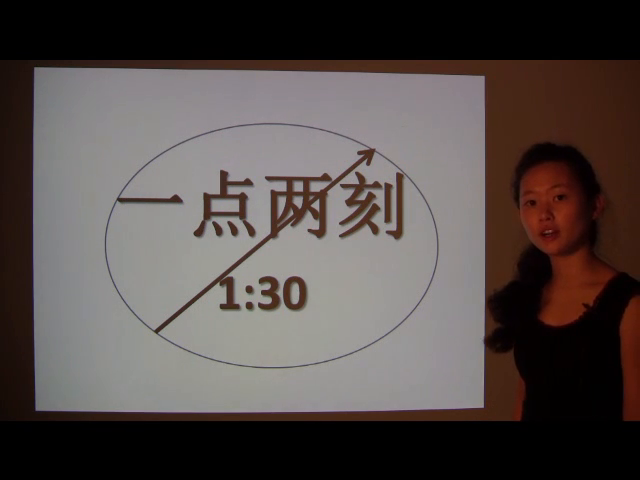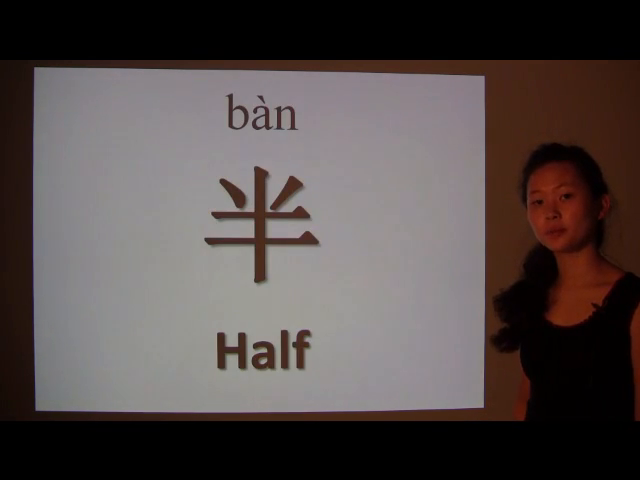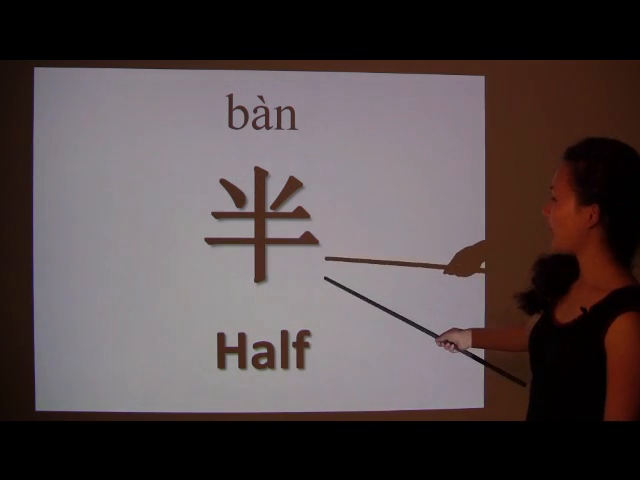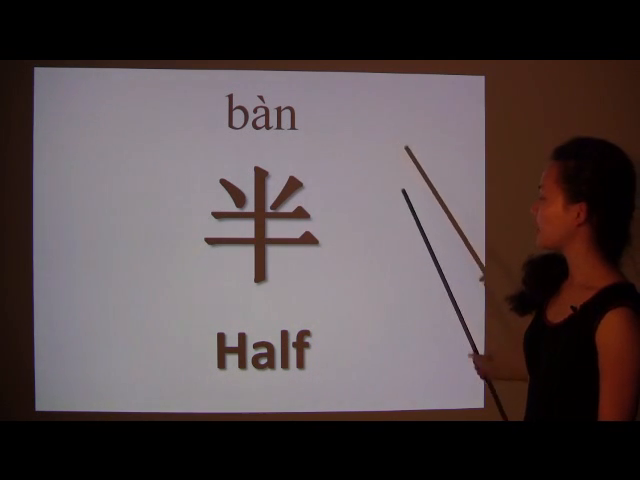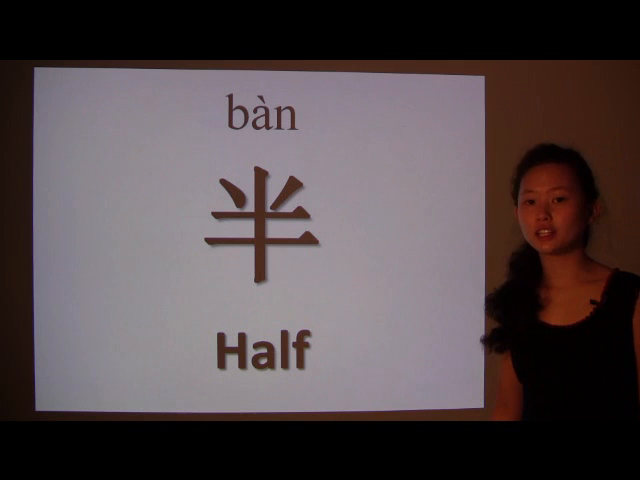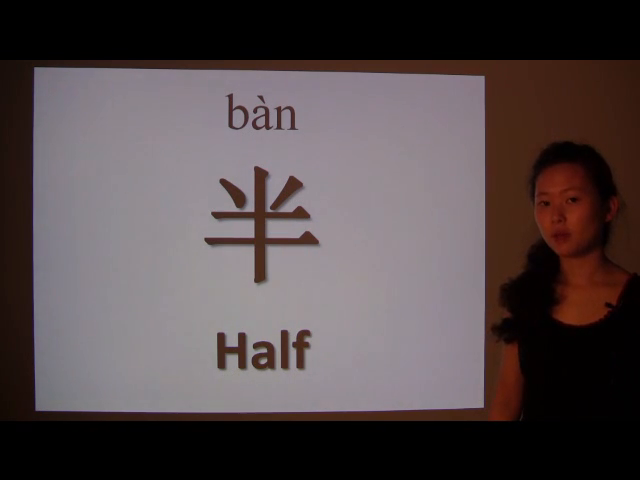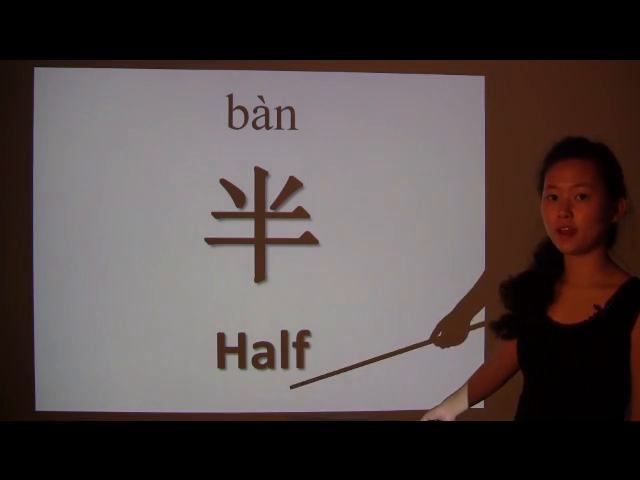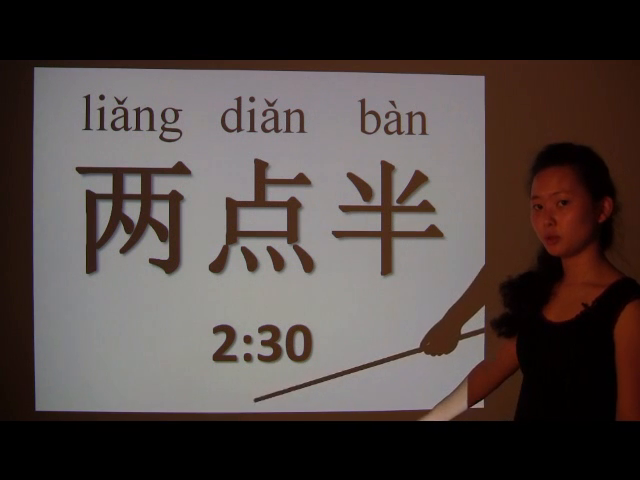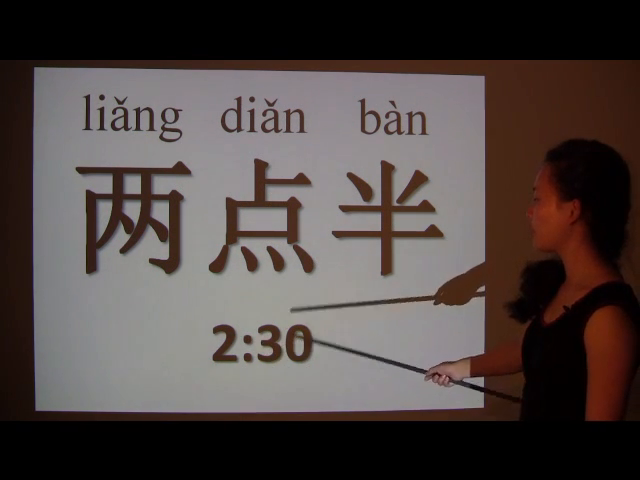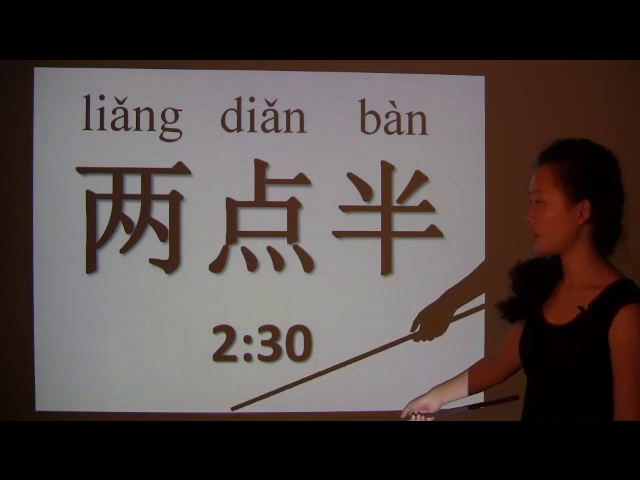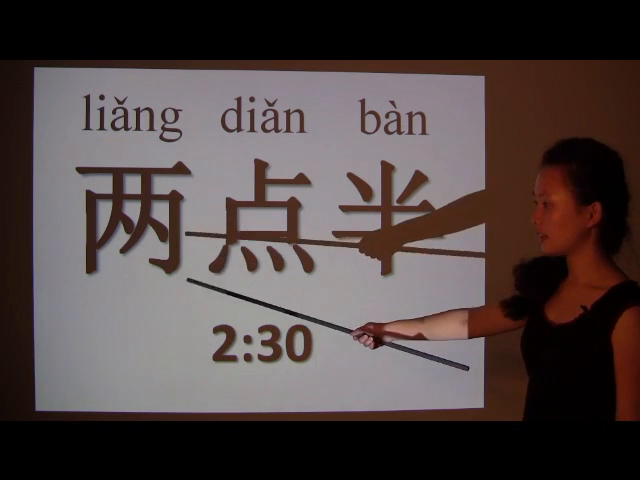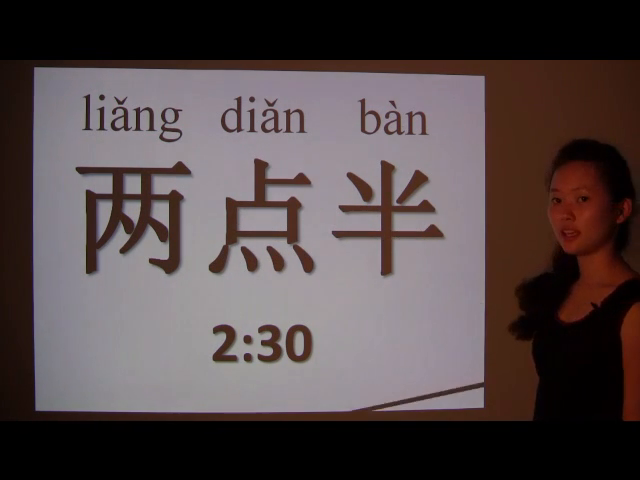There's another, more efficient way of saying 1:30, which is by using the character for half, or 半. 半 is for half. Now in English, we don't quite say 1.5, but we may say 1:30. And in Chinese, we've just simplified it a bit to say 2:30. Instead of saying 2 hours and 30 minutes, you can just say 2.5. 2点半. 2点半 is 2:30.